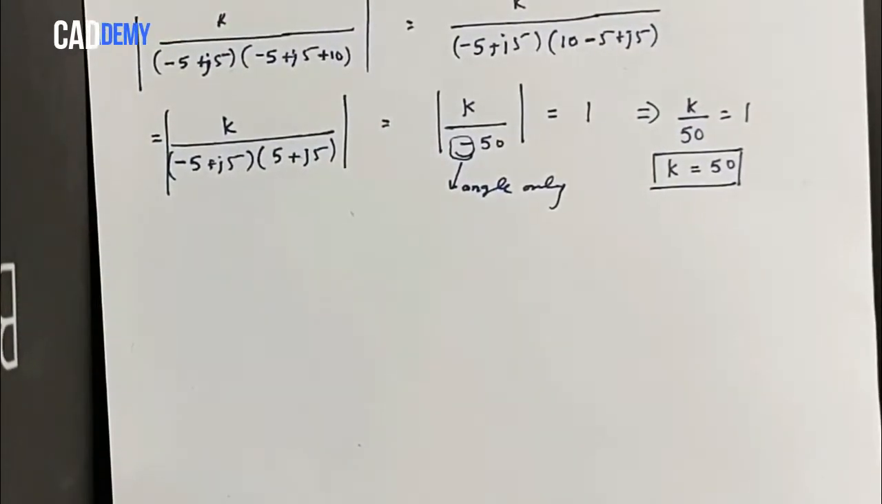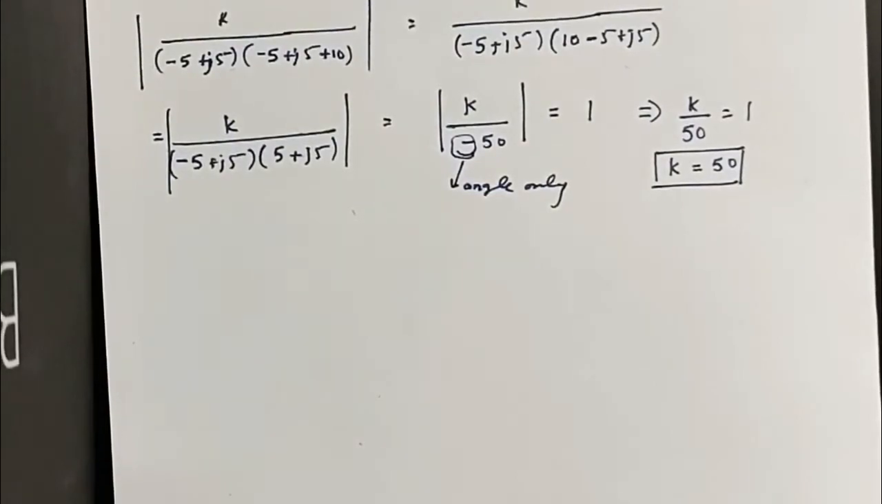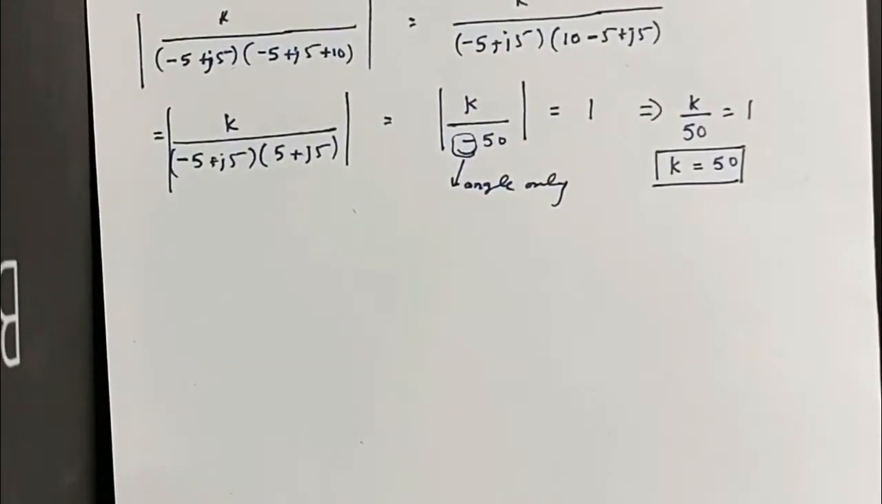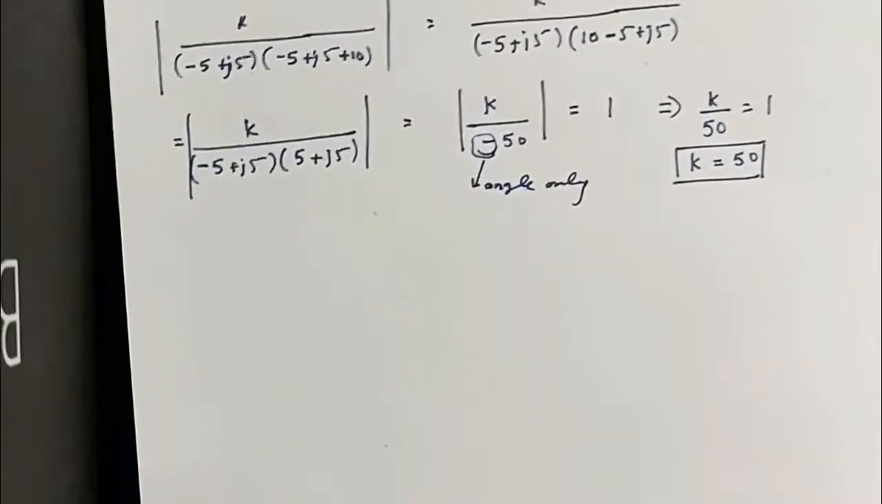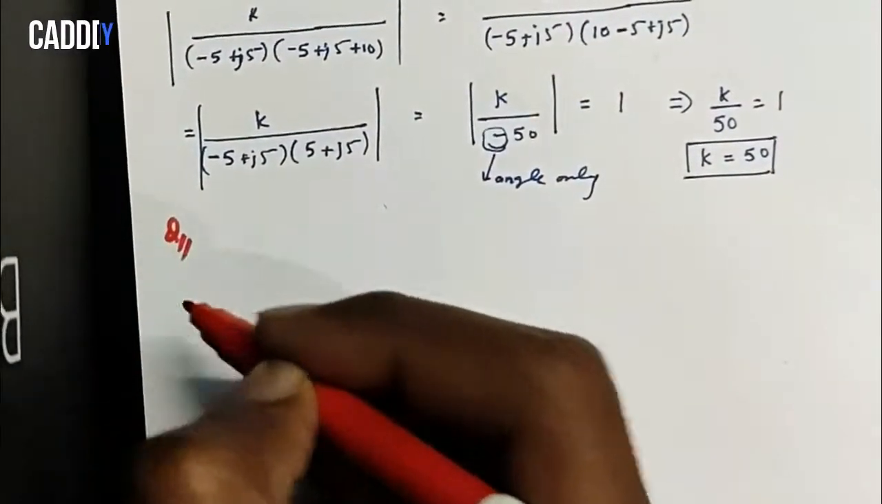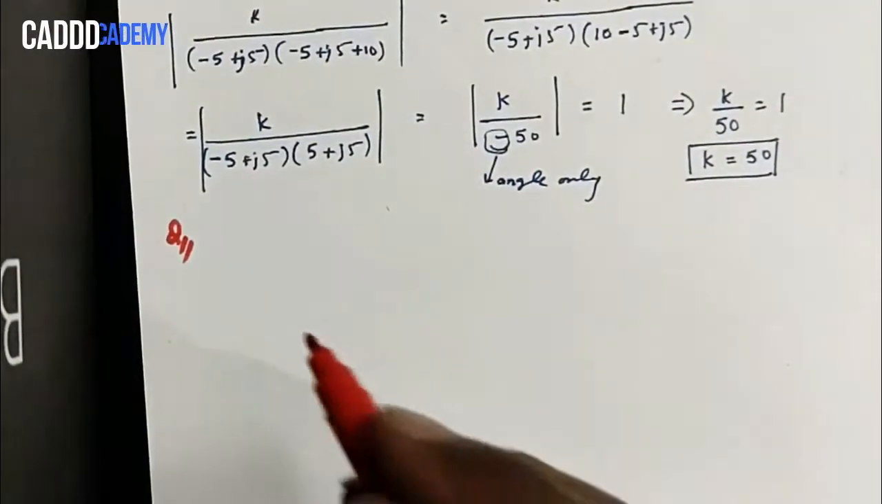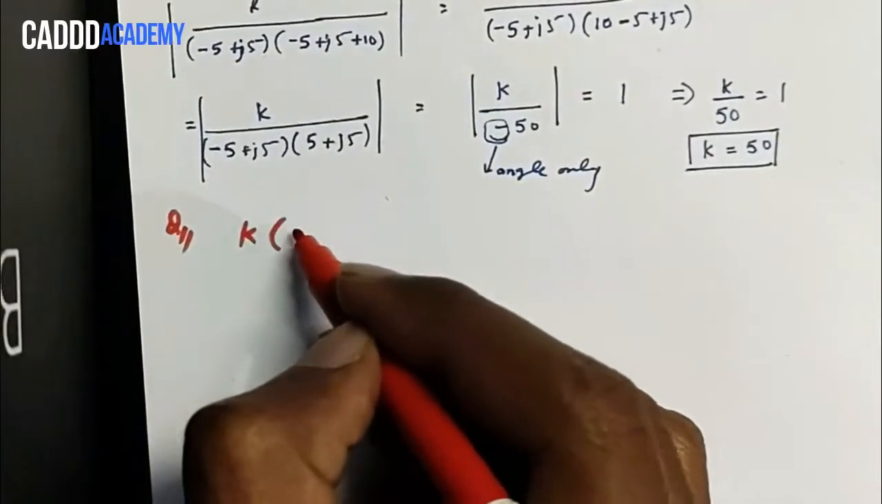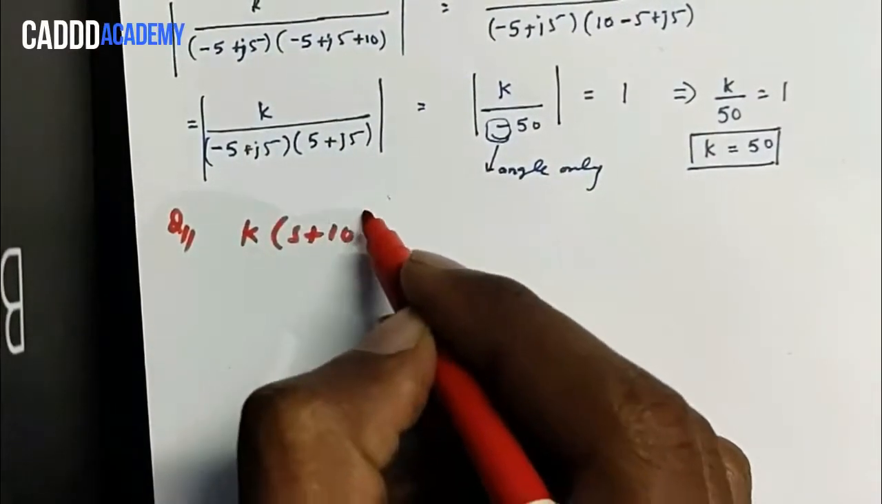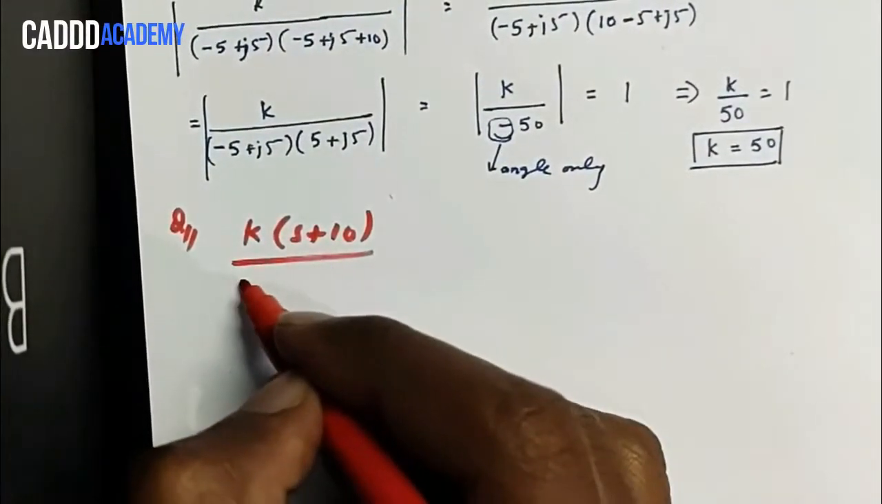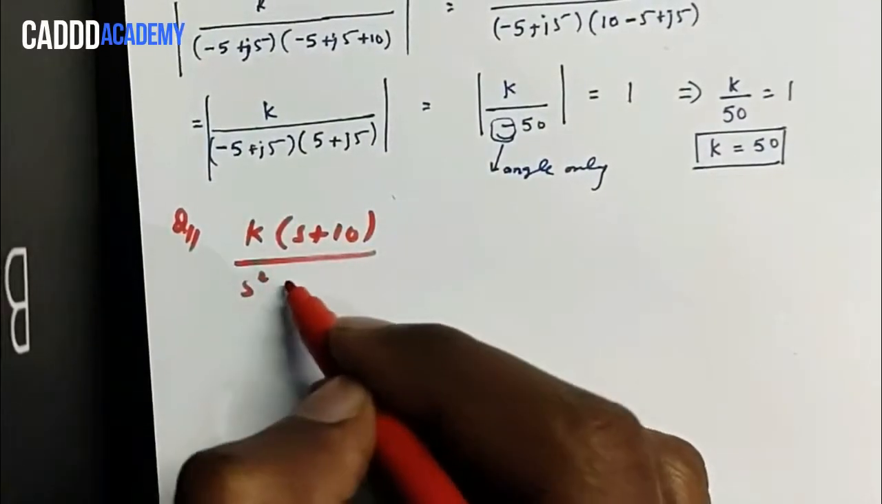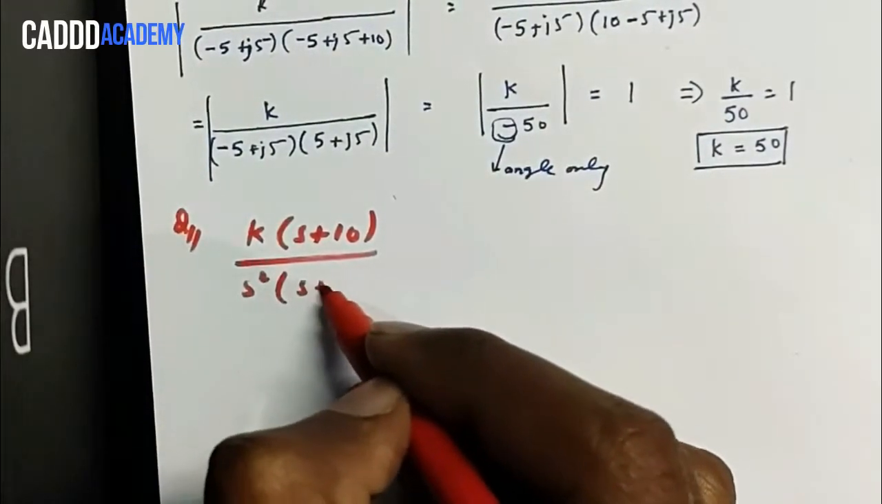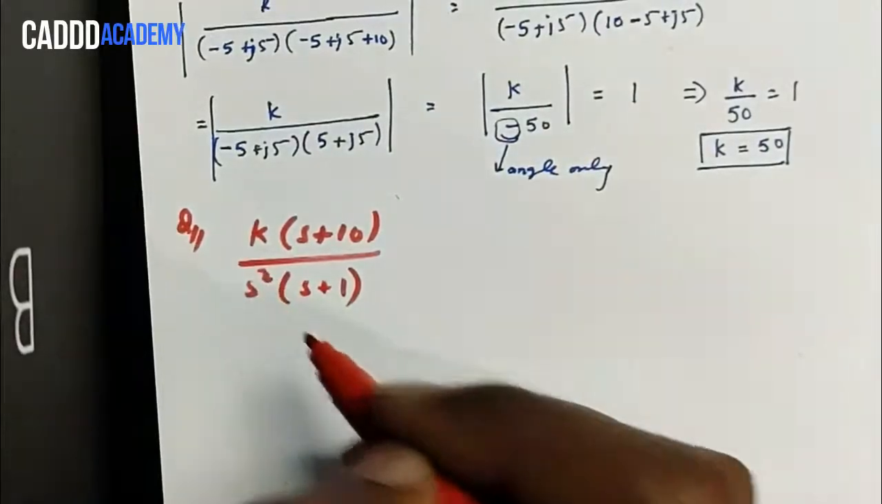So friends, now we know how to use the magnitude condition and the angle condition. Now we will take a transfer function and draw the root locus diagram for it. So the given transfer function is K times s plus 10, and in the denominator we have s square into s plus 1.